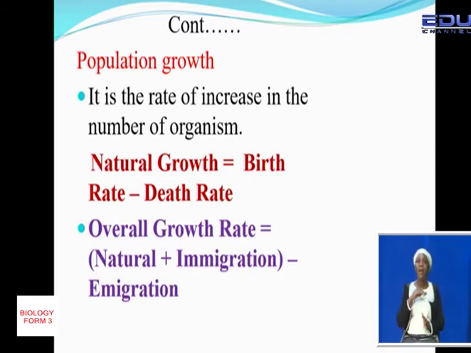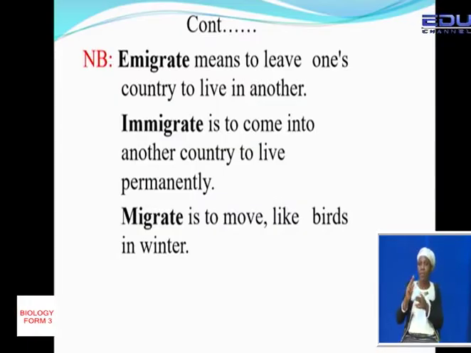You add those who are coming in, the immigrants, and you subtract those who are leaving, the emigrants. So the natural growth plus those who are coming in, the immigrants, and you subtract those who are leaving, the emigrants. So we have the terms here. Emigrate means leaving. Immigrate means coming into a certain area permanently. And to migrate is to move, like what birds do in winter.